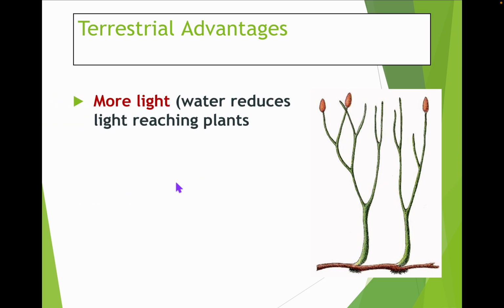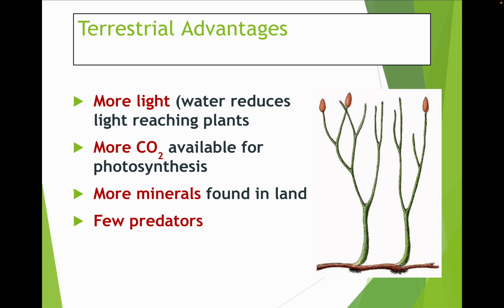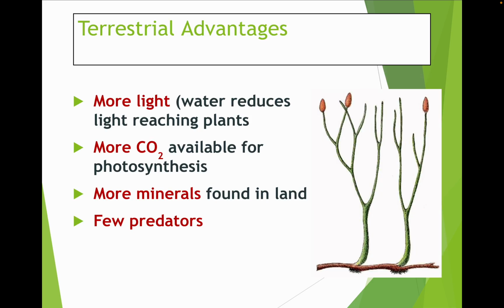The first one is that there's more light. Water reduces light reaching the plants, so more light is better. There's more carbon dioxide available for photosynthesis. There are more minerals found on land. And there are fewer predators on land for the plants, at the time that this happened, of course.